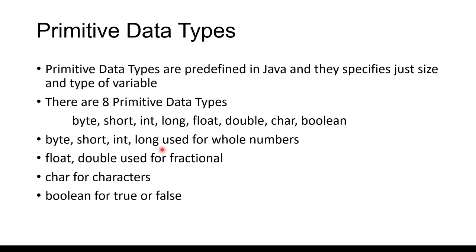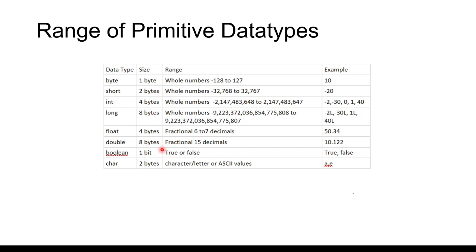We will see what the exact range is and what can be stored in these data types. In this picture, they show the different data types, the size of each data type, the range of values that can be stored in it, and some examples. If we see here, the data type byte has a size of 1 byte.